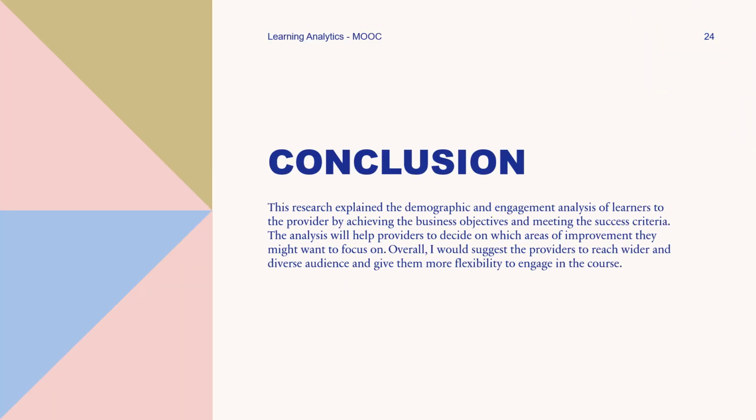So to summarize, we can say that in this research, I have explained the demographic and engagement analysis of the learners to the provider, and I have also achieved the business objectives mentioned, and also I have met the success criteria. And the analysis done in this will help providers to decide on which areas to focus more. And overall, I would suggest the providers to reach for a wider and diverse audience, and also to increase the engagement, provide more flexibility to the learners.